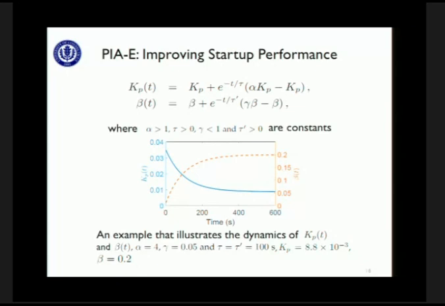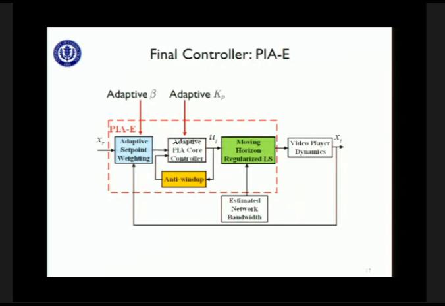Another way we improve startup performance is we make our KP and beta time varying for the initial maybe 120 seconds or something like that. The reason we do that is we want to have a fast pickup. That's one of the things that we had observed with MPC, that it can pick up things very fast initially. And this is the way to handle it, by making KP come to its steady state value by following a first order dynamics. So essentially we're doing a sort of filtering of our control signal using this scheme. And this is the new addition that we have done for our journal paper after our conference paper. So this is our final controller.